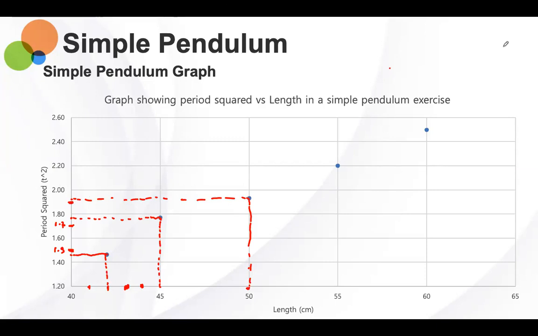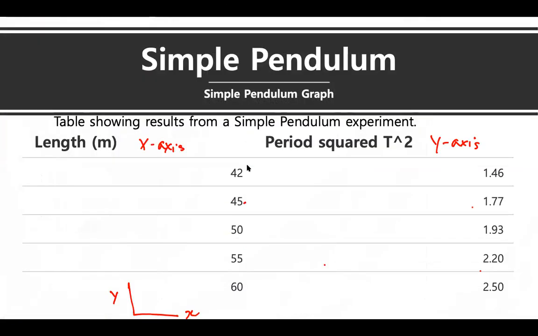All right, let's try another one. We have 55 and 2.2.